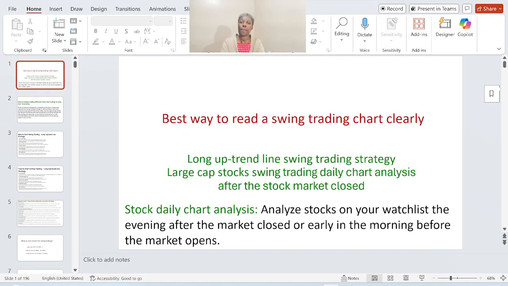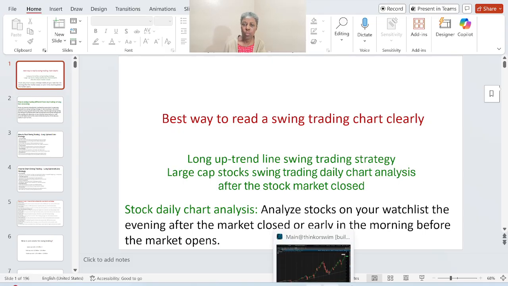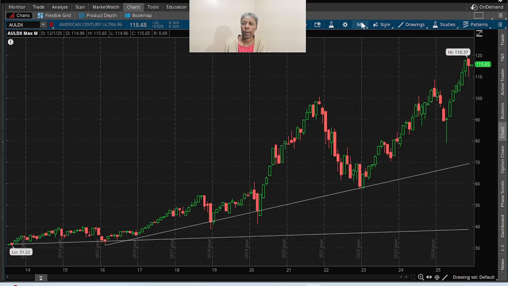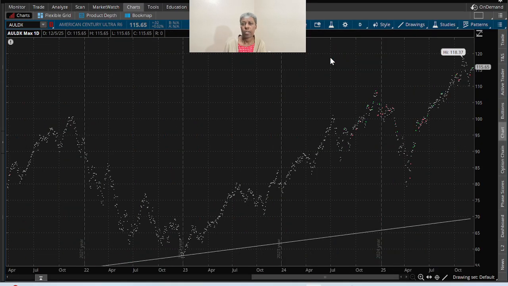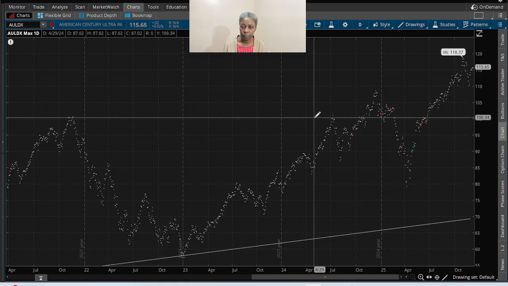Hello. Best way to read a swing trading chart clearly. I will say that it's good to read your chart through the lens of the strategy you are going to use to swing trade that stock.